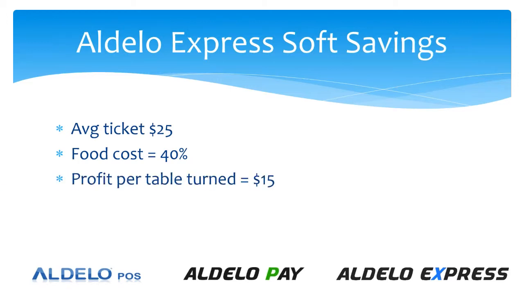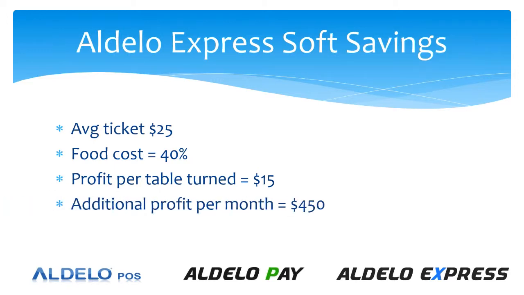So I'm using numbers that are very conservative to the restaurant owner. That gives you a profit of $15 per table, per turn. If you turn an extra table one more time per day, that is, get one more guest to sit at that table by using the advantages of the reservation and wait system and the table management, that equals $450 in extra profit in a month. That's substantial, and that one feature alone can help pay for the system.